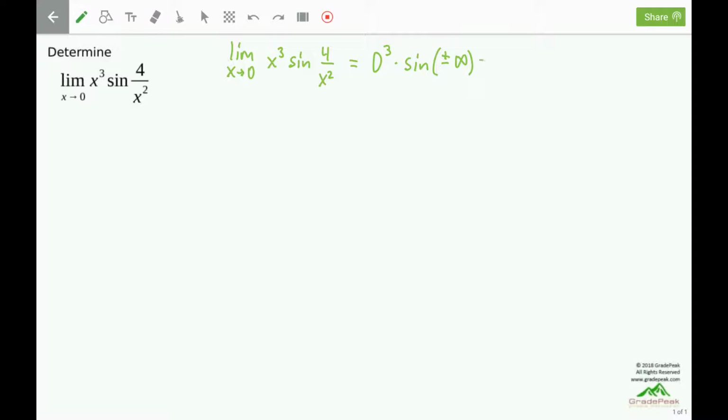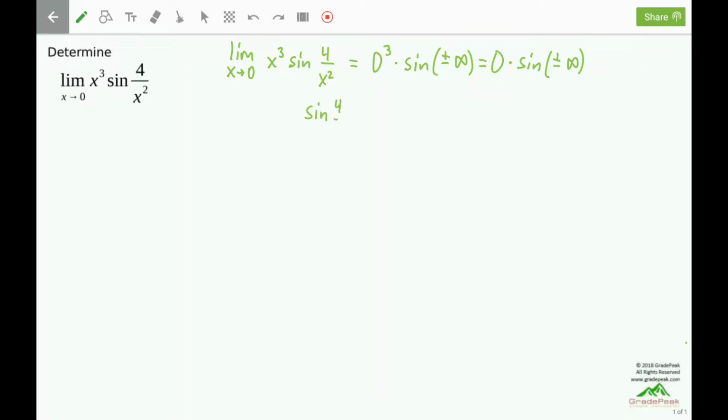0 cubed is 0 times the sine of positive or negative infinity. The sine of positive or negative infinity is indeterminate due to oscillation, but it will stay finite somewhere between -1 and +1 for the sine function. Since it's multiplied by 0, this limit should exist and can be found using the squeeze theorem.